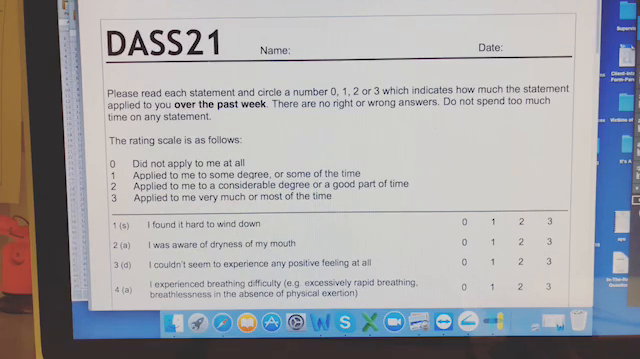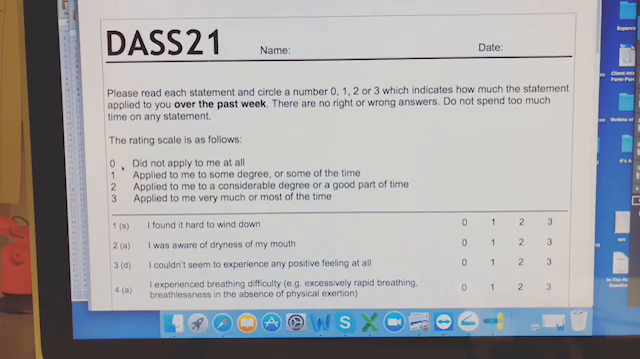So it just asks the patient to read over each statement, and what you're going to do is circle 0, 1, 2 or 3 to indicate how much that statement applied to you just over the past week. So not thinking about how you felt last year or a few months ago, just we want to get a snapshot of your present symptoms. And it emphasises here that there are no right or wrong answers and not to overthink it.